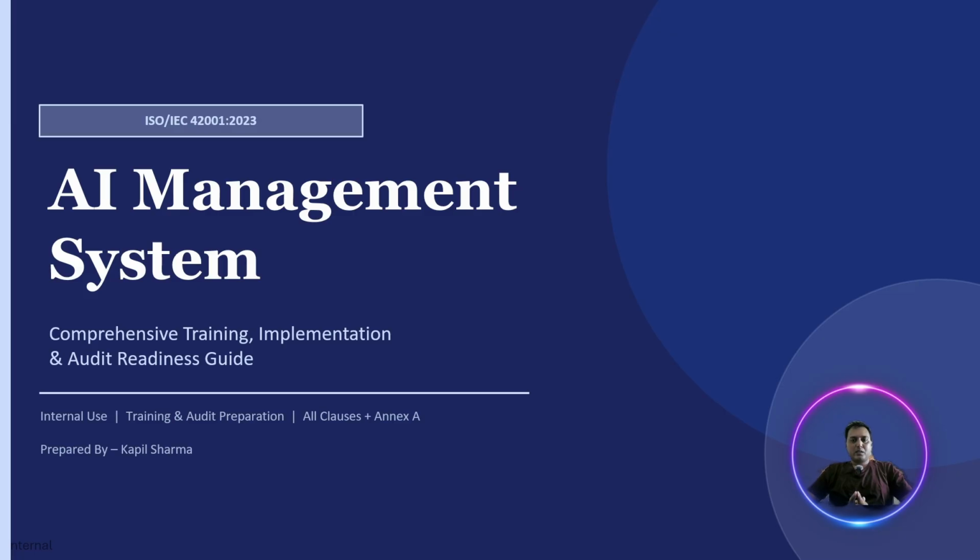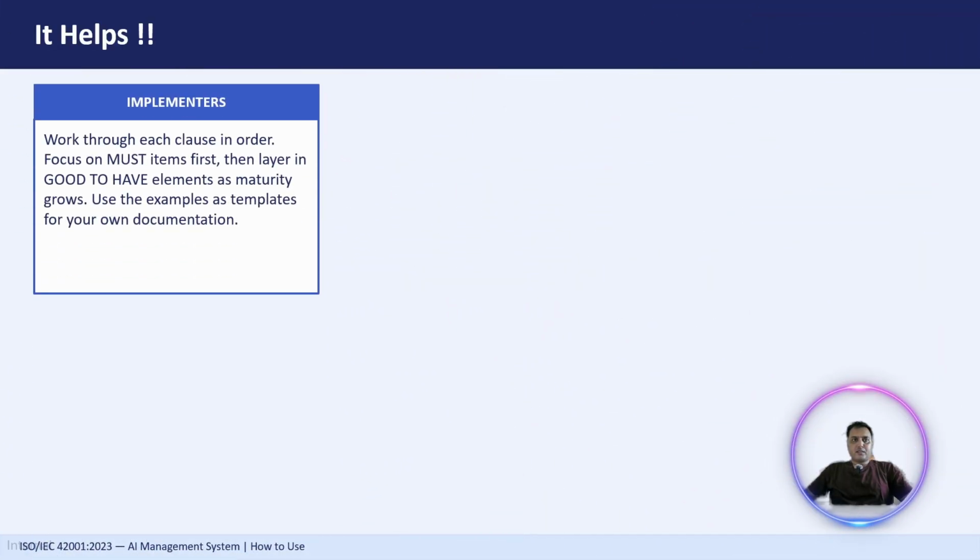In this video series, we will be covering all the major clauses and annex controls of the standard. It is designed for three audiences: the implementers, the auditors, and the executives. So as I said, this is going to help three different audiences: implementers, those who are actually implementing AI governance in their organization.